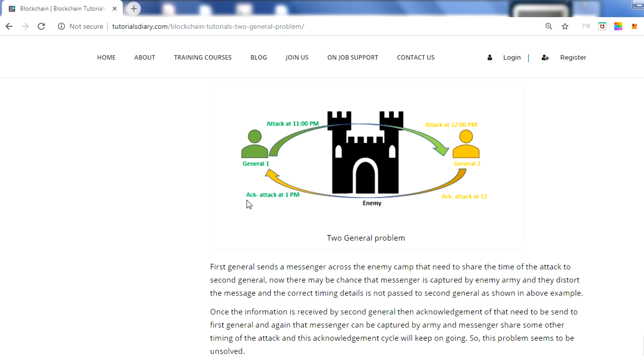In the next video we'll talk about the advanced version of this problem: when you have more than two generals, with a commander and multiple other people under the commander, and there can be traitors, right? That is a more advanced version of the two general problem which we'll discuss in the next video.